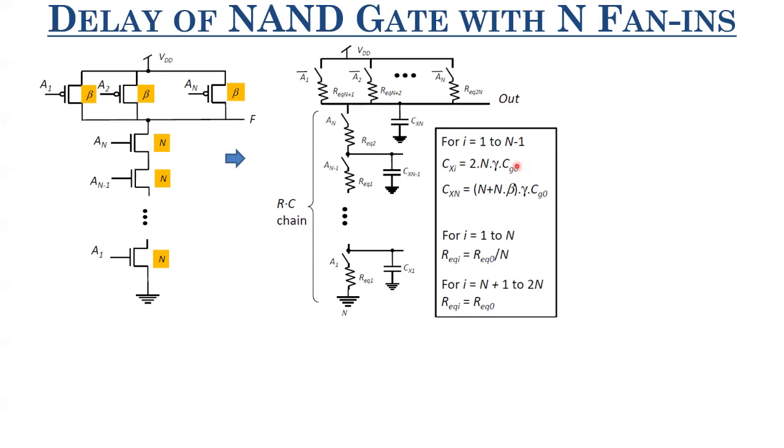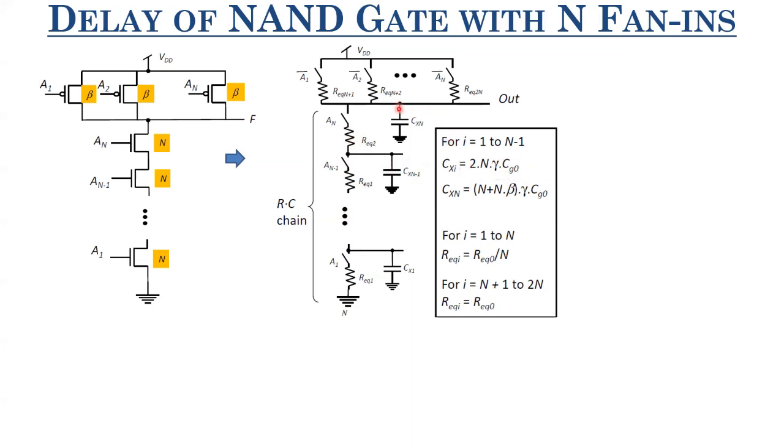Why 2n gamma CG0? What is the node capacitance here? It's gamma CG0 plus gamma CG0, and since both are sized n here, each of the n MOSFETs in the pull down network is sized n. So let us calculate the node capacitance: it is n times gamma CG0 plus n times gamma CG0. So all these nodes will have a capacitance 2n gamma CG0.